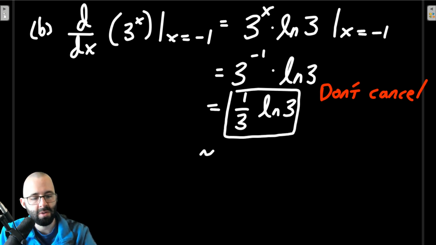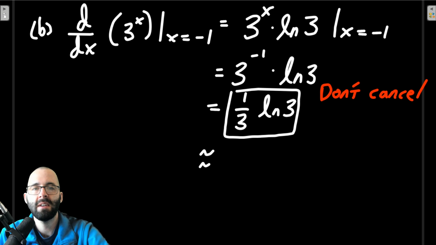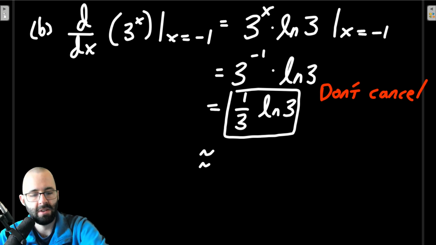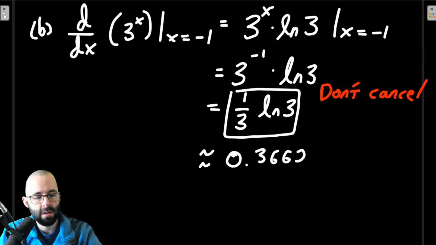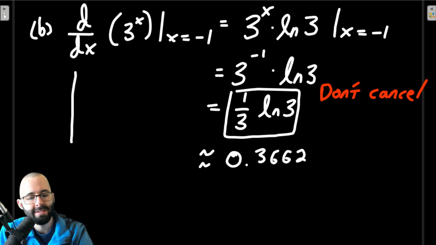And again, you could plug this into a calculator and get an approximation if you'd like. You should get the natural log of 3 divided by 3, which is about 0.3662. All right, that is the slope of this exponential function. Exponential functions look like this. That is the slope of that exponential function right here. The slope is about 1/3.